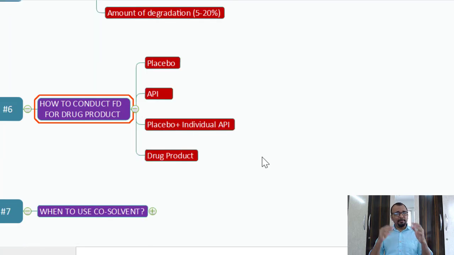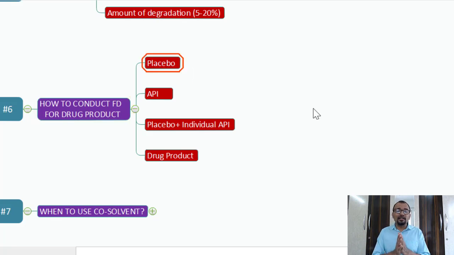See, if it is API, probably you will not have placebo in place. But in case of a drug product like a tablet, capsule, or injectable, you will have a placebo in place. So always make sure that your placebo must and should be exposed to all the stress conditions. If it is acid hydrolysis, also expose your placebo to similar conditions as the drug product. Also expose the API, your active drug substance, to the same conditions as the drug product, then the placebo plus individual API.